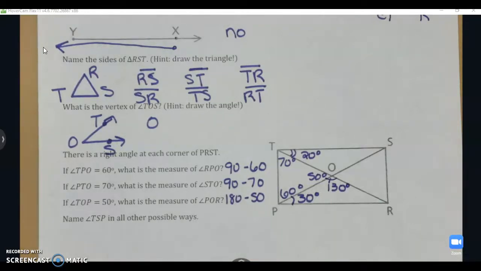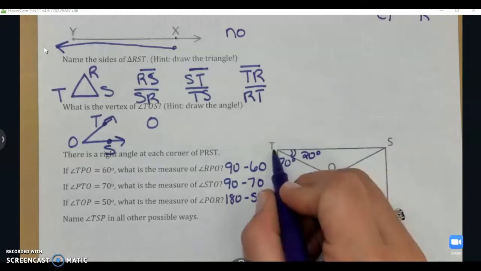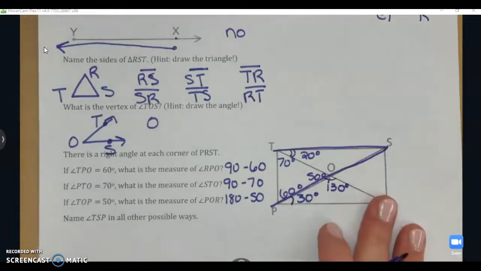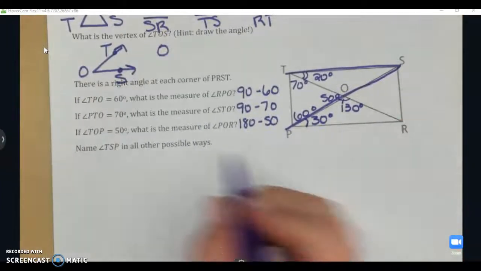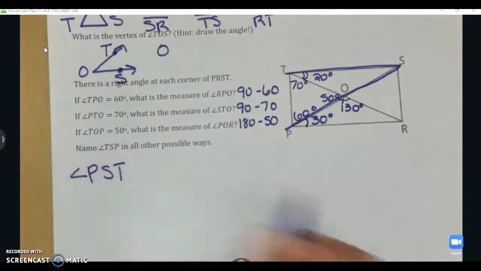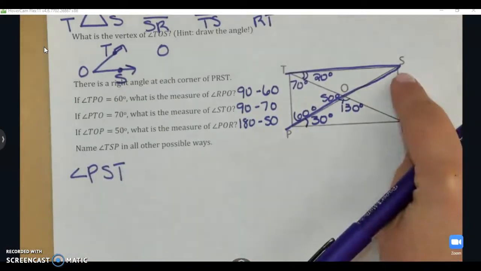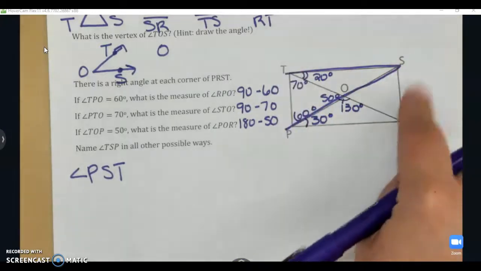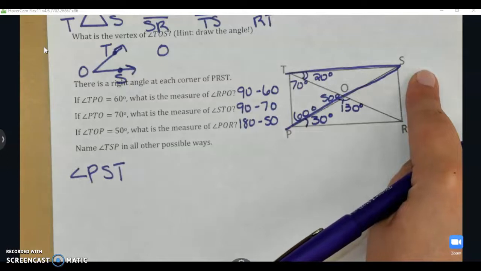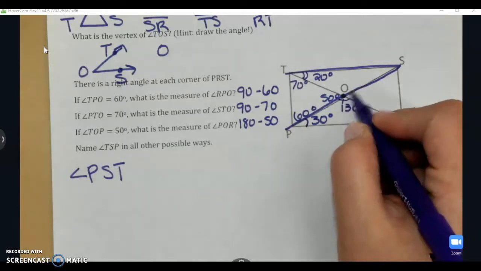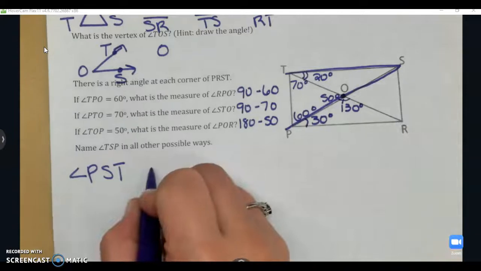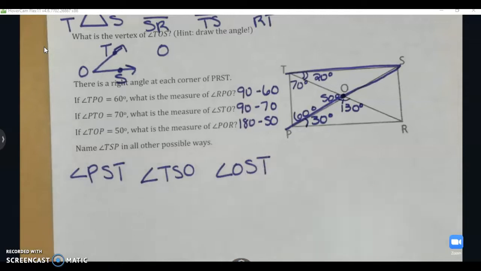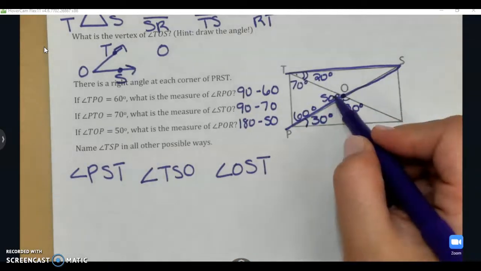And then angle TSP, that is this angle here. What are other possible ways we can name that angle? Well, we can just go ahead and name it backwards, angle PST. I cannot just name it angle S because notice I've got this angle, angle RSP, and angle TSR that all have that same vertex. But O is also a point on this ray SP, so I could name it angle TSO or angle OST as well, and you know exactly which angle I am referring to.